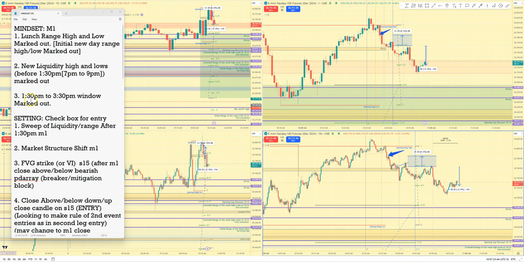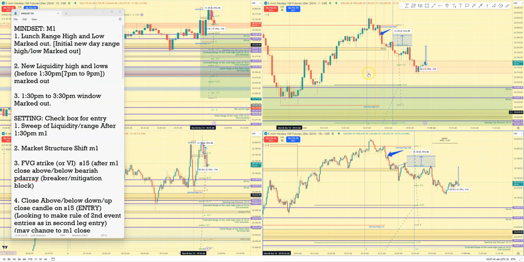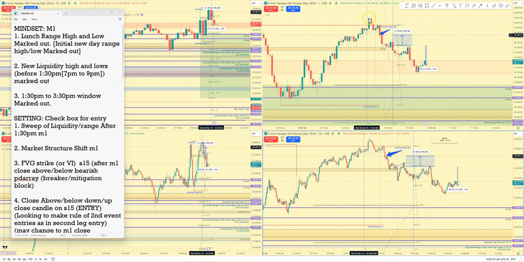Then we have the window. For me, I noticed the 1030 is the window. So right here it started; you want to see a sweep after 1030. I wouldn't get long unless that happened. And all of that was present here. It all occurred: this is 1030, sweep, drop, okay? And here we go. So setting, okay, sweep of liquidity/range after 1030, yep.